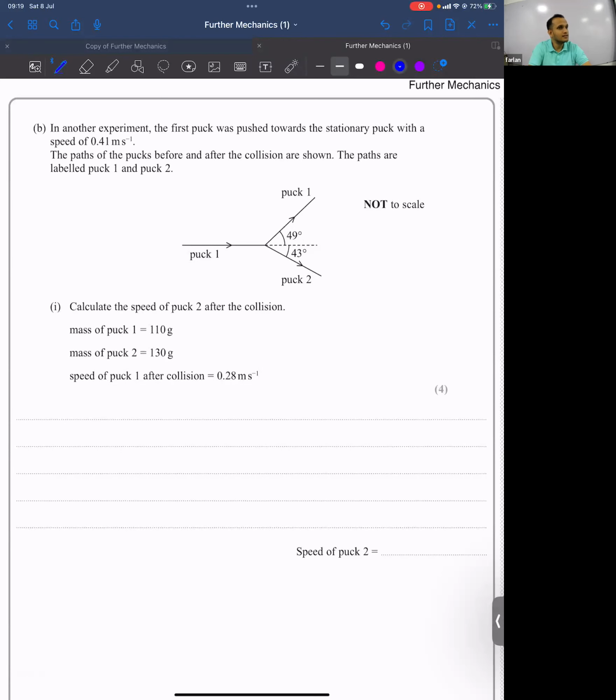Anyone who got the answer? What is the answer? 0.26. Let's do it and check.